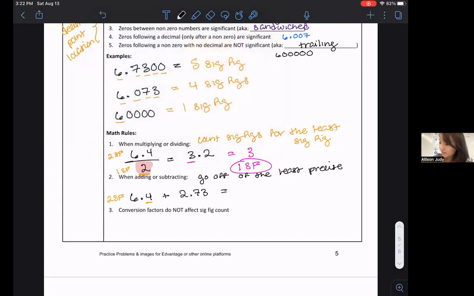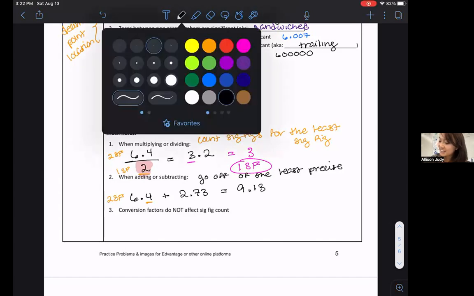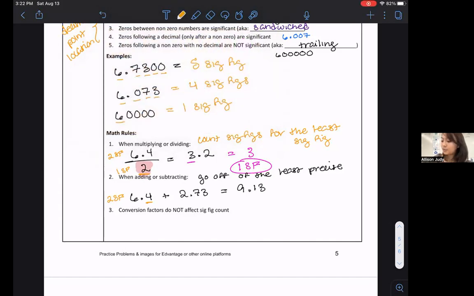But this would mean that my value was originally 9.13. Good Lord, I hope I have that right. And in order to obey the sig fig rule when adding or subtracting, my final answer can only be to 2 sig figs and specifically to the tenths decimal place. So it would be 9.1.